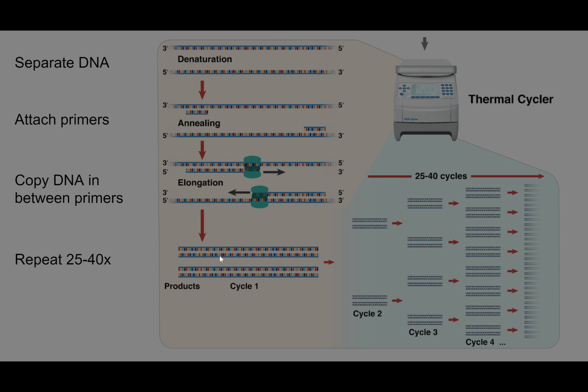At the end of a cycle, we've got sequences that are copies of only the region that we want. And then after 2 cycles, we end up with more copies. And as you go through each cycle, the amplification is exponential. So you go from 2 to 4 to 8 to 16 to 32, etc.